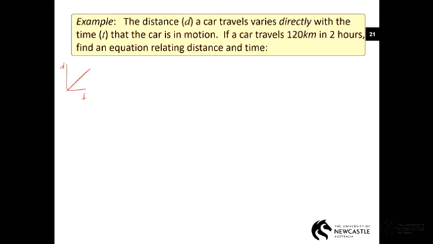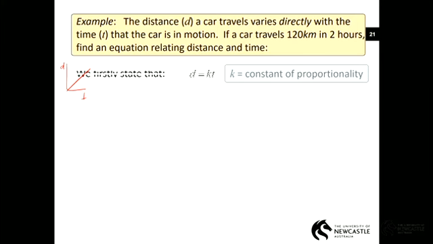If a car travels 120 k's in 2 hours, find an equation relating distance and time. Without any of this topic, hopefully you can think that if it travels 120 k's in 2 hours and the car is just a constant speed, if I'm travelling 120 k's in 2 hours, that's 60 k's per hour. And that is it. We'll find an equation relating the distance and time, 60 k's per hour is the speed.